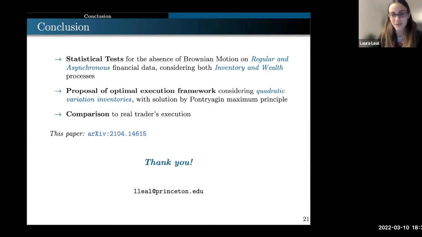And we did this fun experiment to compare Monte Carlo simulations of this model with the trader's real execution, on both the day that they were actually trading in one direction and when they were just being market makers and not really trading large quantities. So thank you. You can find this paper on arXiv and you can email me anytime.